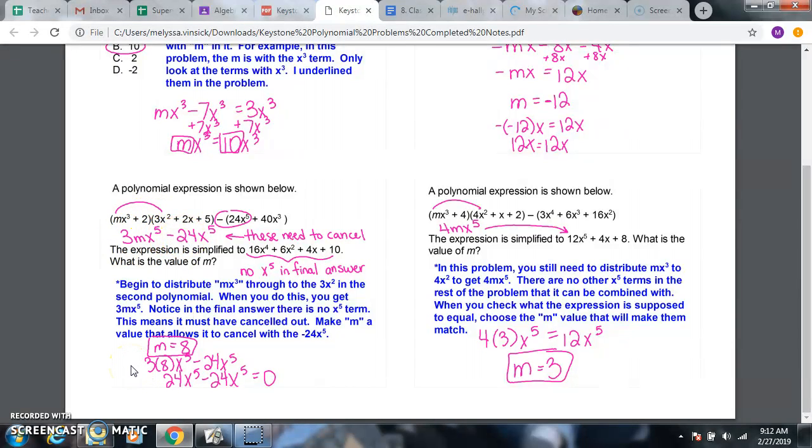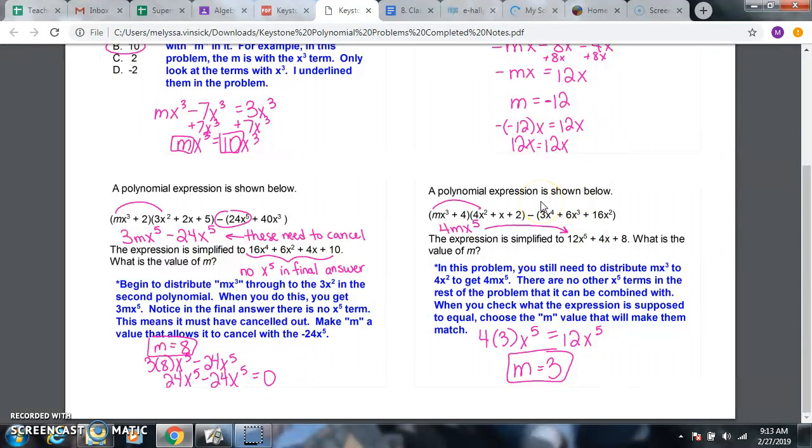Now the only way for it to cancel is if I have a minus 24 here, this 3m has to equal 24. 24 minus 24 would give us 0, which is what I want. So m has to be 8 in this case. 3 times 8 is your 24, which would allow these terms to completely cancel out.